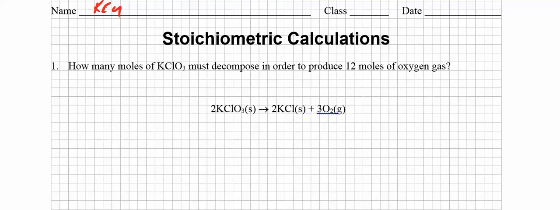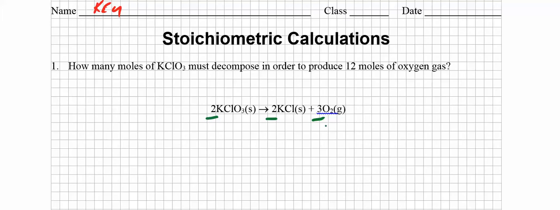So here we go. What do we mean by stoichiometry? Stoichiometry means taking a balanced reaction like the one we see here and using it to determine an unknown from some known value. So let's take a look at the problem. It says how many moles of potassium chlorate must decompose in order to produce 12 moles of oxygen gas. And so they're telling us that the 2 moles of potassium chlorate, that's solid, will decompose into 2 moles of potassium chloride and 3 moles of oxygen gas. So it's a 2 to 2 to 3 mole to mole to mole relationship.